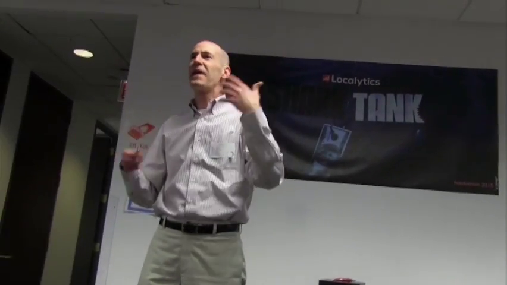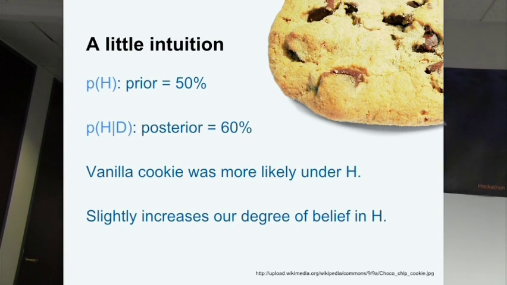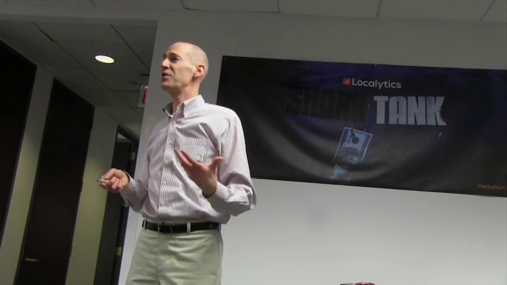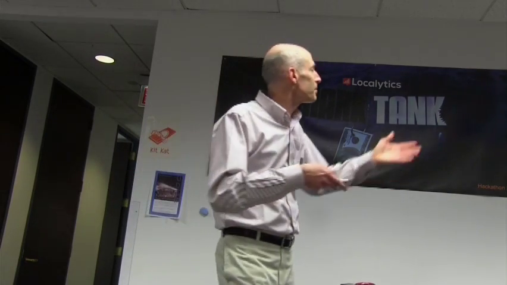Just to get a feel for that, you started out thinking it was 50-50. The data moved the needle just a little bit. You now think that there's a 60% chance that it's bowl 1. That makes sense because the vanilla cookie was more likely to come from bowl 1. So the existence of the vanilla cookie makes you think it's more likely that it's bowl 1. What Bayes' theorem does is tell you how much more likely. So part of what we're doing here is quantifying the kind of thinking that we do intuitively. Okay.